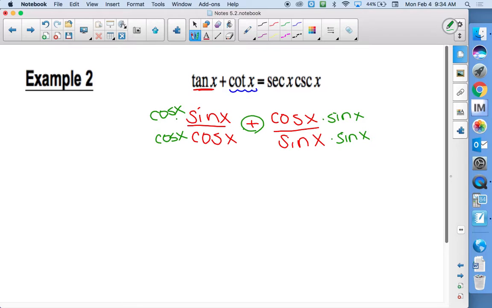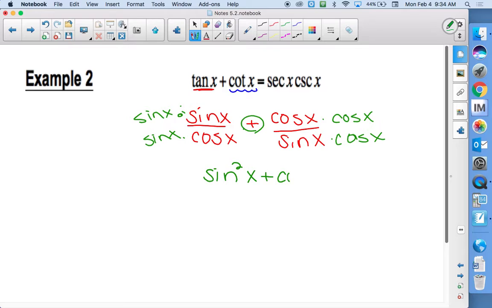Hold on. Let's start that over. How about the left side times sine? And the right side times cosine. That's better, right, Sean? Okay. So then what do you have on the top, Sean? Sine squared x plus cosine squared x.